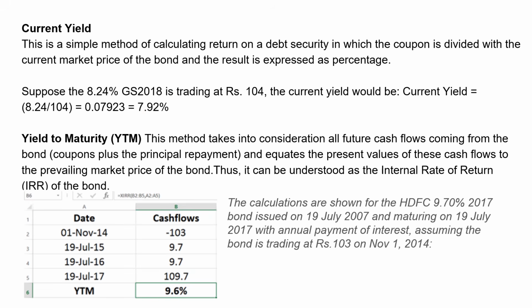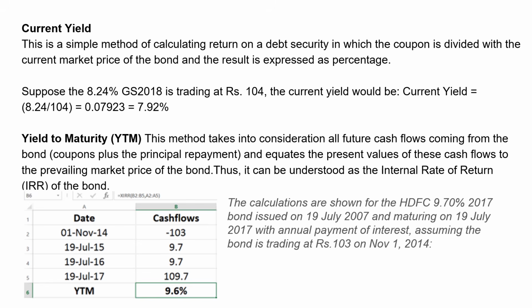Now let's understand what is current yield. Current yield is a simple method of calculating the return on a debt security in which the coupon is divided by the current market price of the bond and the result is expressed in percentage. That is what current yield means.